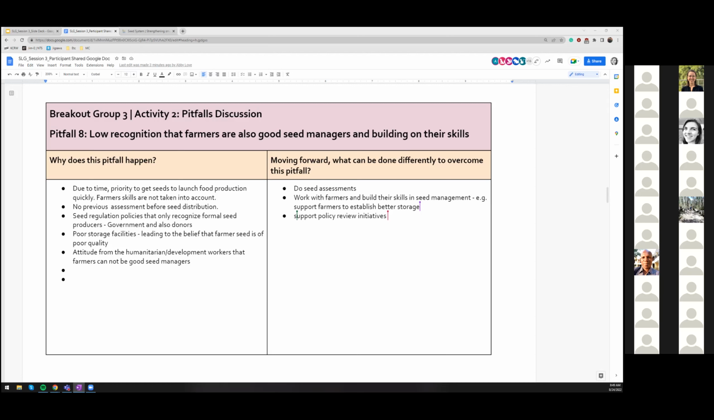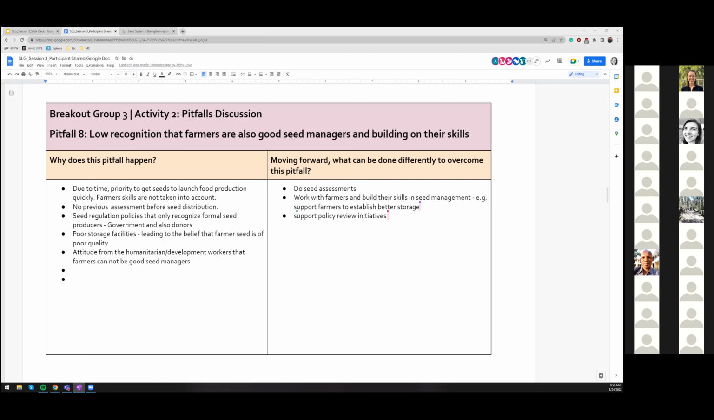And in some cases, you'll find that donors are very strict in terms of the sourcing of the seed, and this is basically connected to quality-related compliance requirements. The other reason is lack of or poor storage facilities amongst the farmers. The other very important point is on attitude. Most of the humanitarian and development workers tend to think that farmers cannot be good managers.